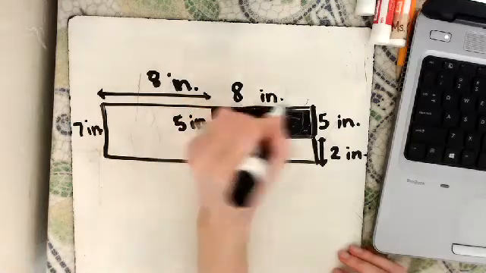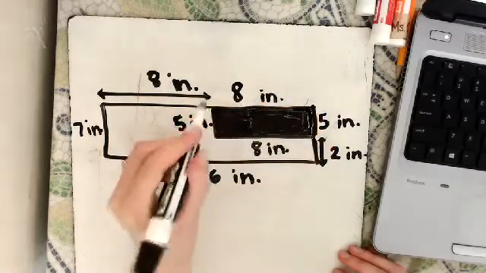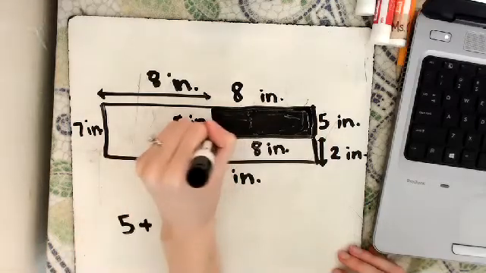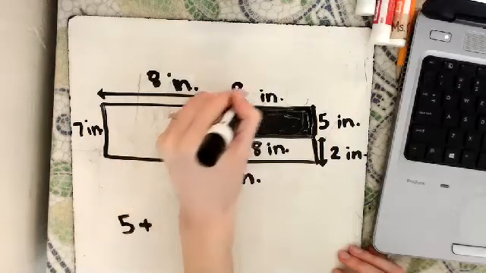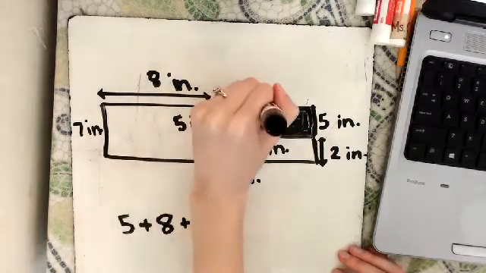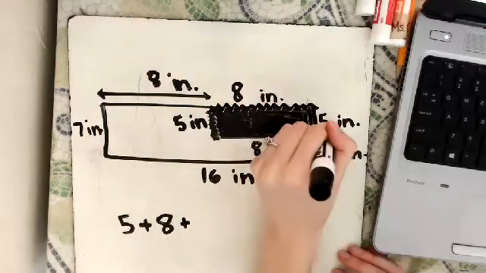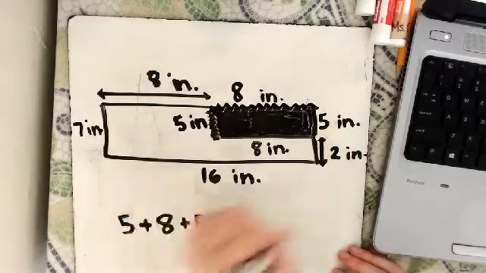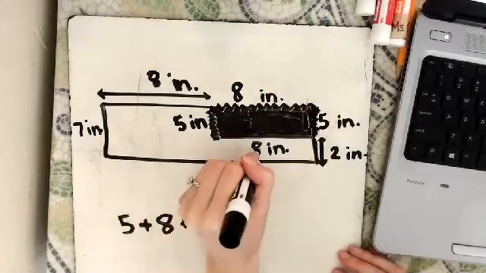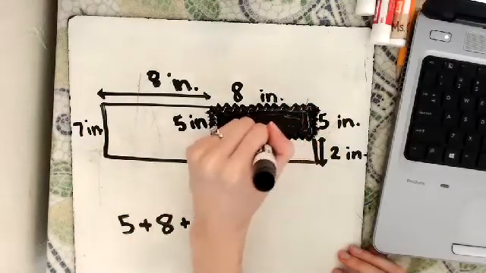So what do we do? Add up all the sides. Let's start with the 5. Okay, I did the 5. Now I'm going to go to the 8. Squiggle it out so I know I did it already. Then what's next? 5 again. Last but not least, this 8 right here.